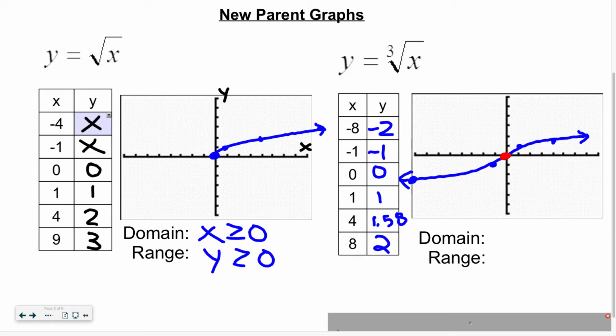What would we say for domain? What kinds of X's can you put into cube root and get answers back out? Anything. So we'll say X equals all real numbers.